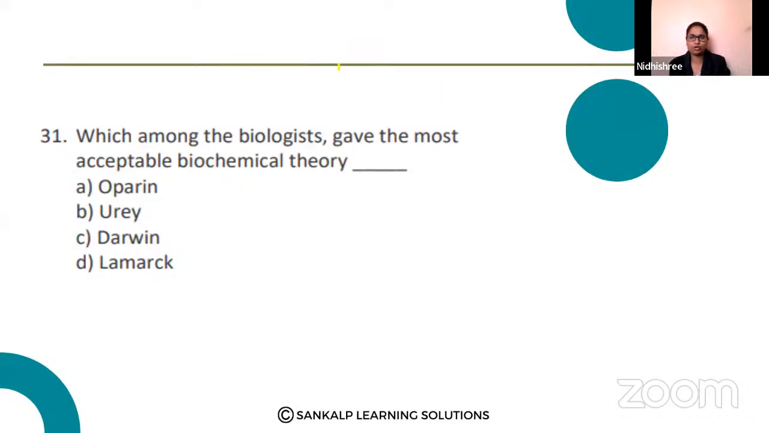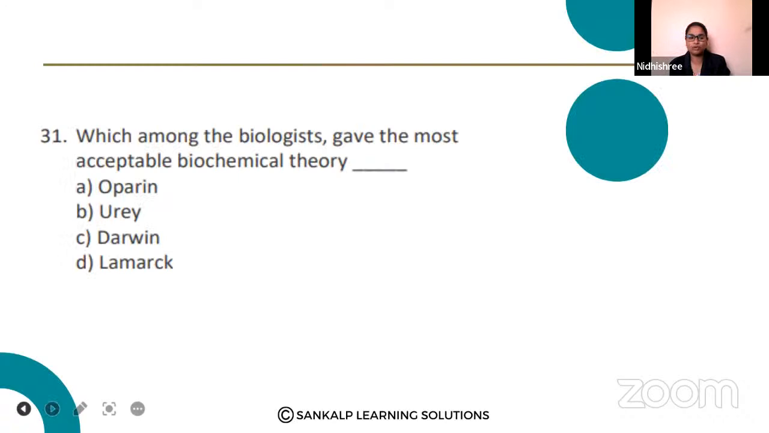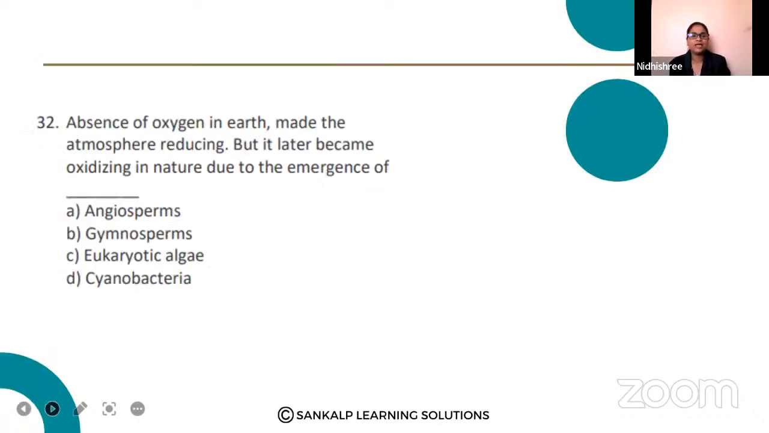Only a few, one or two, answered it correctly, I guess. Let us check the answer. Option A, Oparin, that is theory of chemical evolution, was accepted by all the scientists. So option A is the right answer. Good. Next, the 32nd question goes like this, guys.